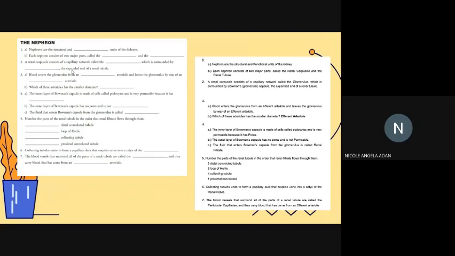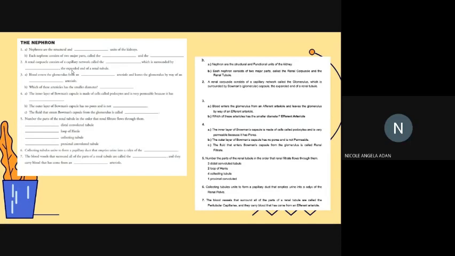Number 2, a renal corpuscle consists of a capillary network called the glomerulus, which is surrounded by Bowman's capsule, the expanded end of a renal tubule.